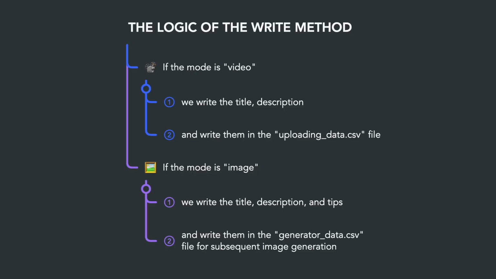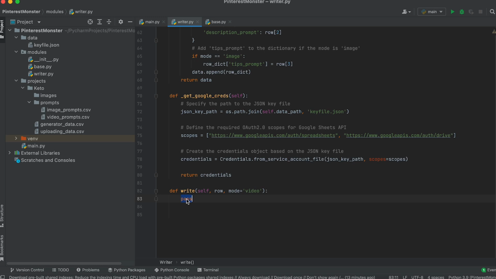If the mode passed to the method is video, we write the title, description, and write the data in the uploading data CSV file. If the mode is image, we write the title, description, and tips, and write the data in the generator data file for subsequent image generation. So to start, let's check that the mode passed to the method is correct.